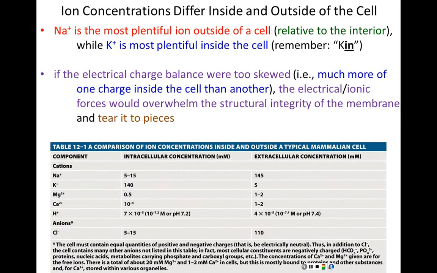If you're going to have a hell of a lot of potassium inside the cell, you better have a hell of a lot of negatively charged stuff too, to get the overall charge inside the cell neutral. Same goes for sodium outside the cell. If you're going to have a hell of a lot of sodium outside the cell, and sodium is positively charged, you better have a lot of stuff out there that's negatively charged too, to keep the overall charge outside the cell neutral.